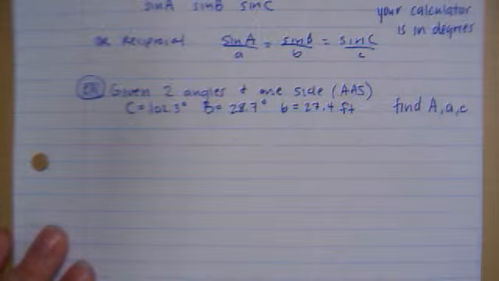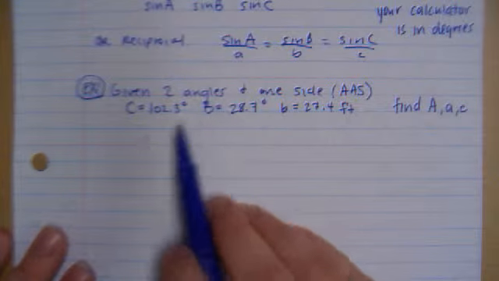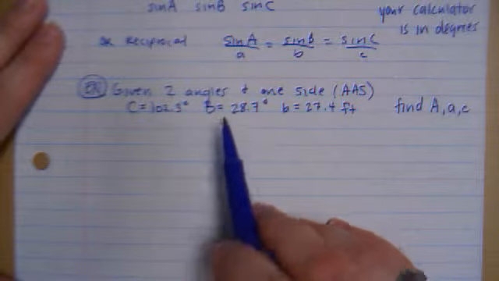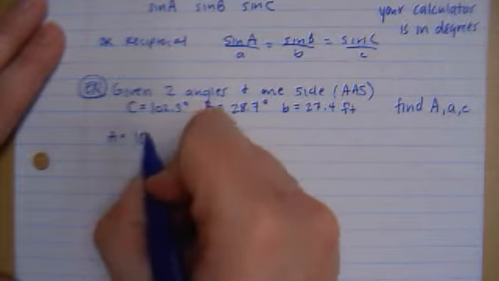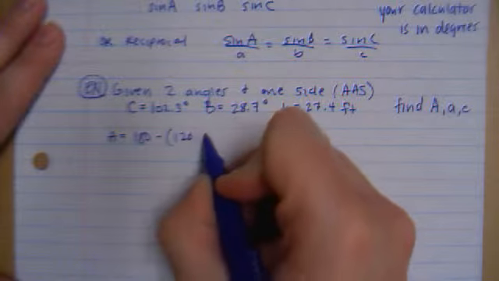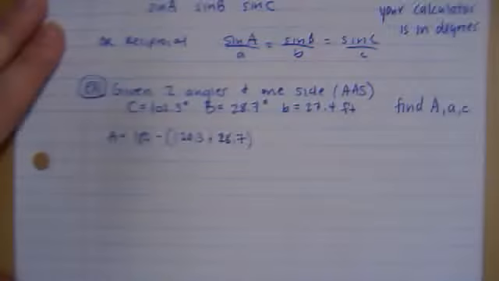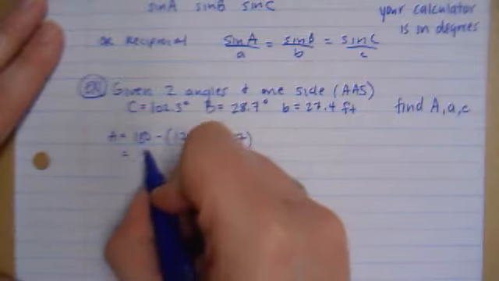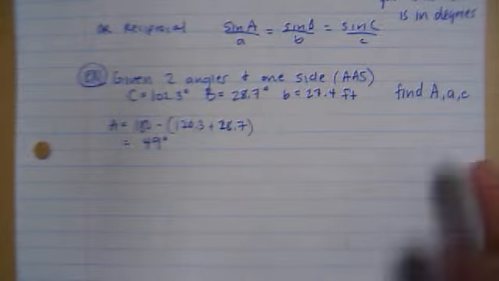So what do I know? I know angles C and B, so with those two angles I can use my knowledge of triangles and find the third angle. A would be 180 minus both of those. If we solve for that, we get A is 49 degrees. So now I have all the angles of the triangle, and I need to figure out the other two sides.